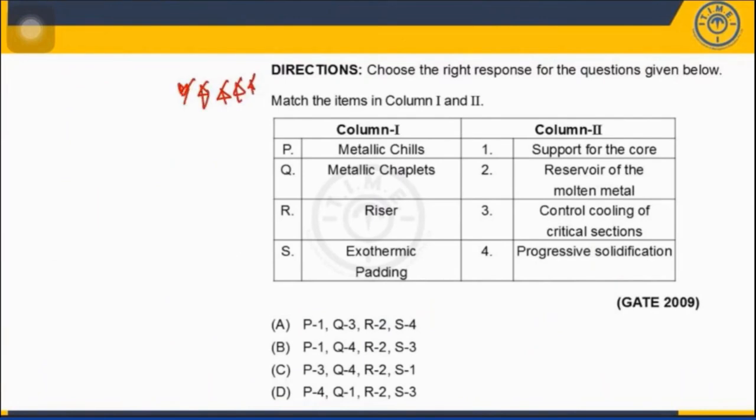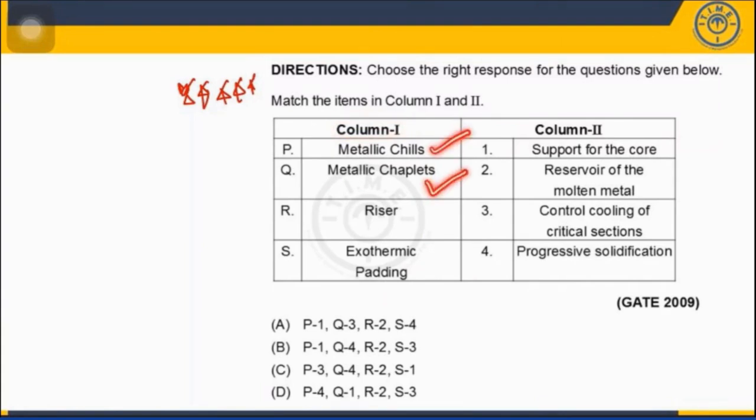Why is this important? Because this is a match the column question. Sometimes the GATE is framing the question and they take one option, or they are framing, let us suppose, what is a metallic chill, and then they will frame the 4 options. That means this question is not a single question, this is 4 questions. So you have to understand the different parameters which are mentioned in column 1. The first one is the metallic chills.